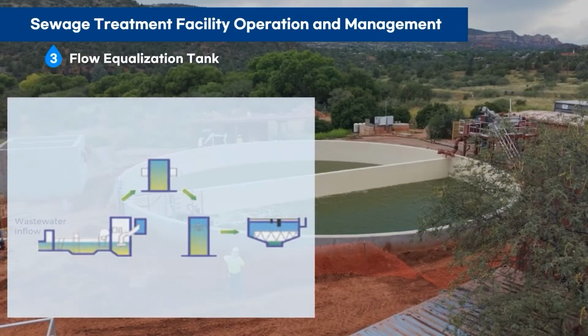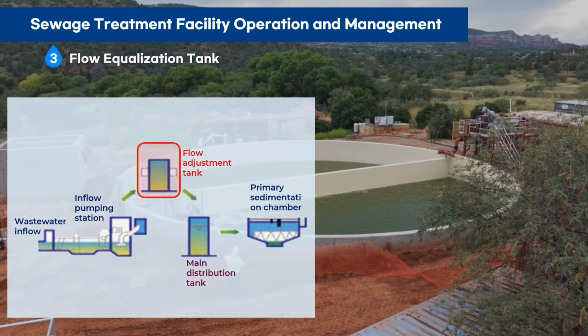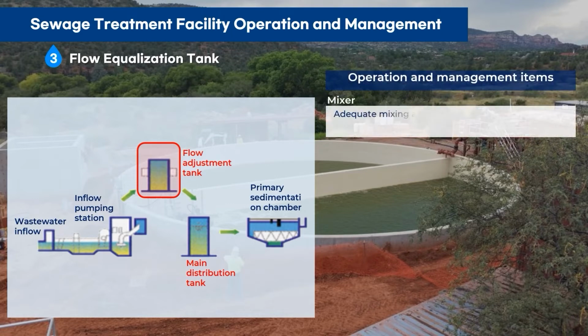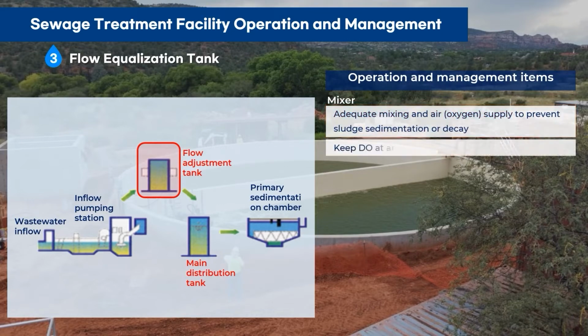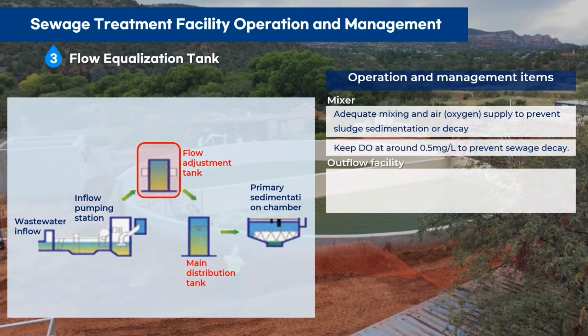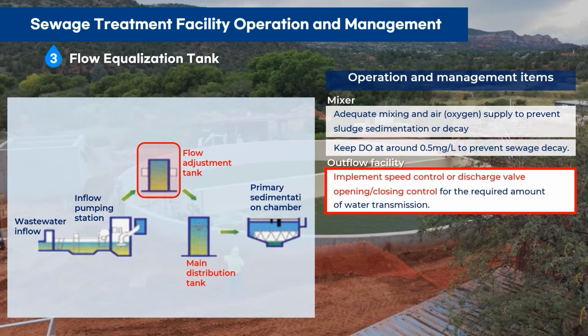In flow adjustment tank facilities, the operational management of the agitator and discharge device are important. First, appropriate mixing and oxygen supply are required to prevent sludge sedimentation and decomposition. And oxygen injection with a DO of around 0.5 mg per liter should be maintained to prevent decomposition in wastewater. For the discharge device, speed control or control of the opening and closing of the discharge valve should be carried out so that appropriate amounts of wastewater inflow and outflow are maintained.